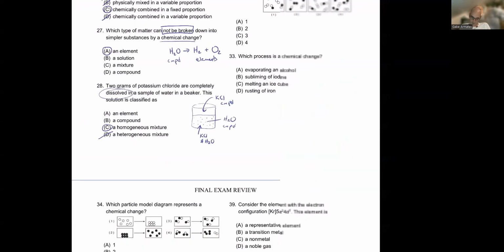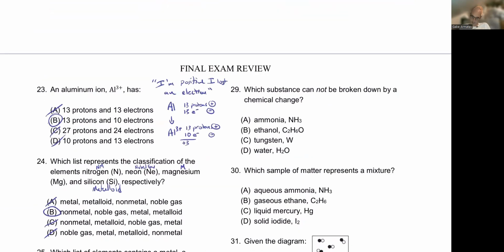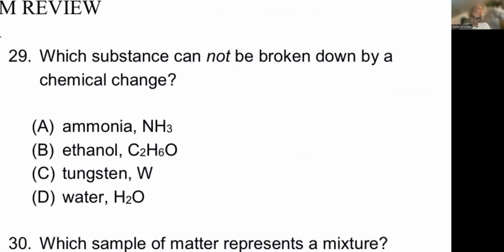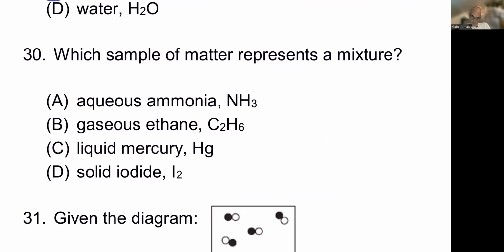All right, moving on. Let's take a look at which substance cannot be broken down by chemical change. Again, what can't be broken down? Elements can't be broken down any further. Which sample of matter represents a mixture? Aqueous ammonia. That right there means it's dissolved in water. There's our answer.